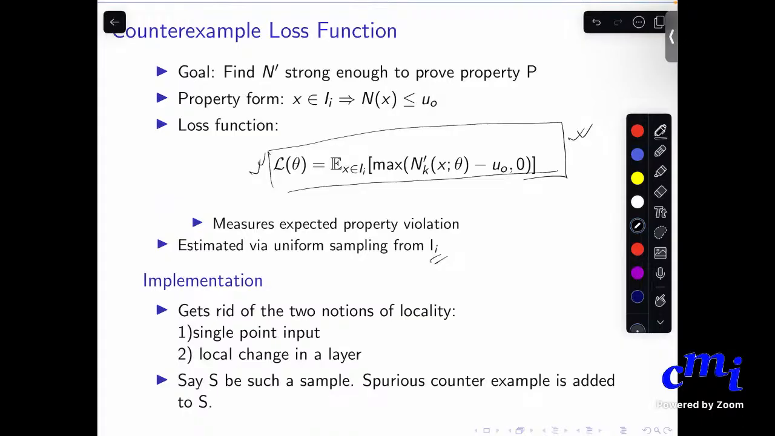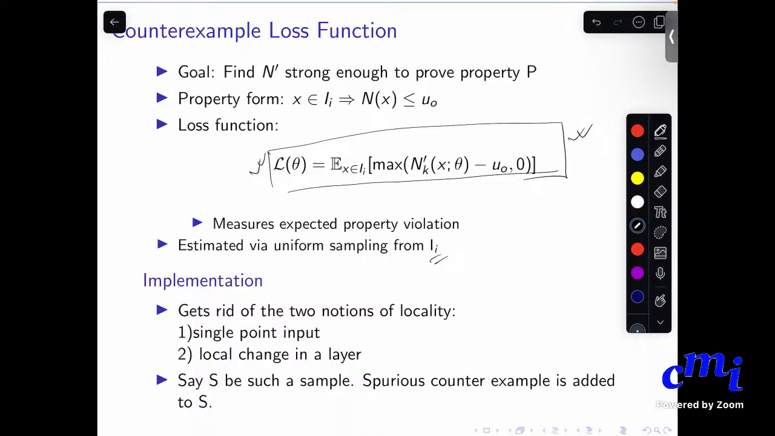But how is this important over here? Because this gets rid of the two notions of locality I previously mentioned. In this case, at every step, there will be changes across all the layers. But previously, in every step there was a change in only one layer, so the change was local. Also, it depended on only one input point.